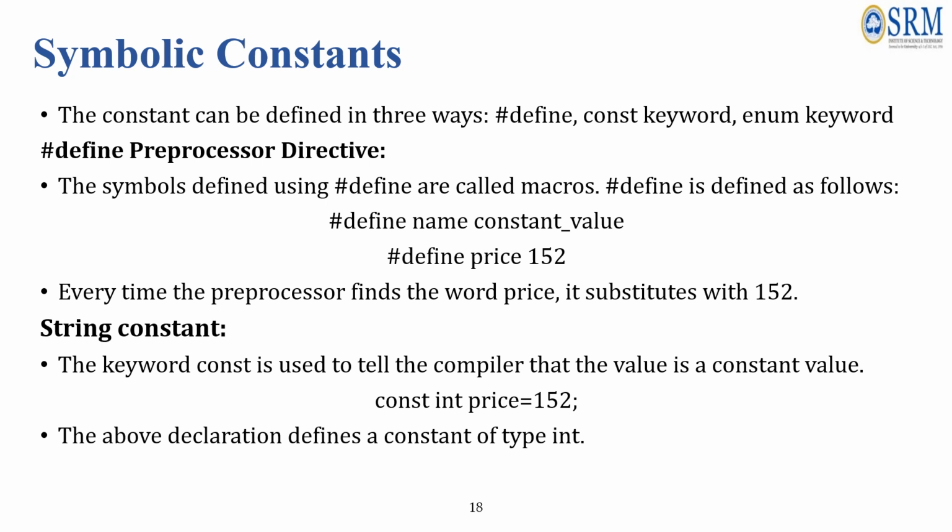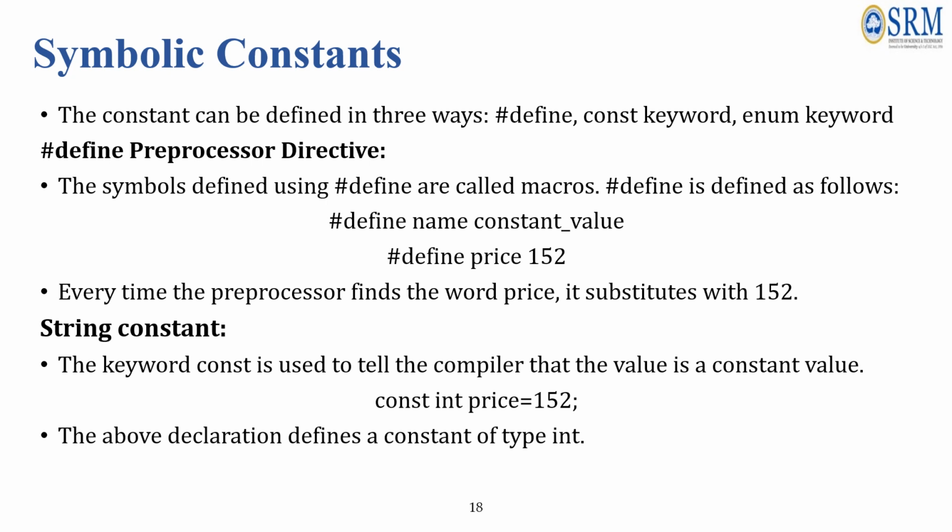The last type of constant is the symbolic constant. Symbolic constants are nothing but the way we define a specific value as a constant. There are primarily two ways used for defining a constant. The first one is by using the hash define preprocessor directive. When I have to declare a specific value to be a constant value, I can use hash define, the name of the constant, and the value that is going to be assigned to the constant.